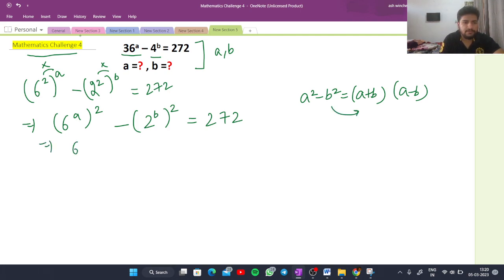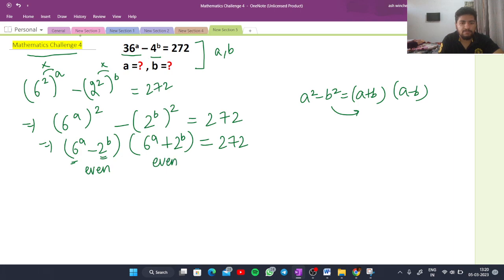It will become (6 raised to power a minus 2 raised to power b) multiplied by (6 raised to power a plus 2 raised to power b) equal to 272. Now you can see that 6 is an even number, 2 is an even number, so the difference of their powers will be even. Similarly, the sum will be an even number.